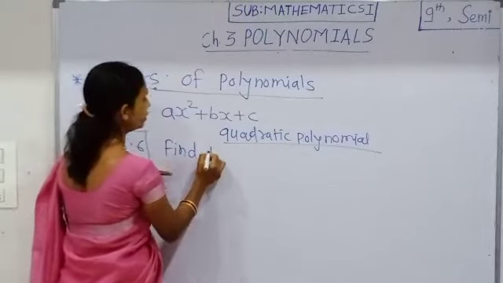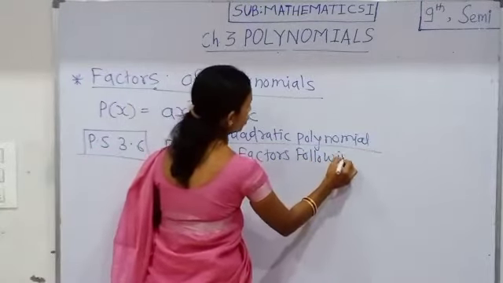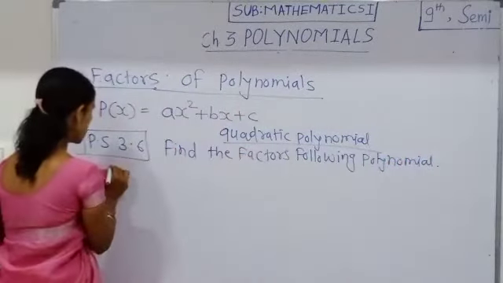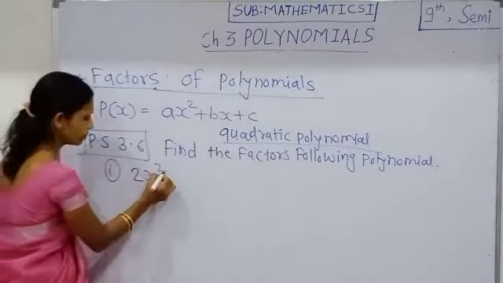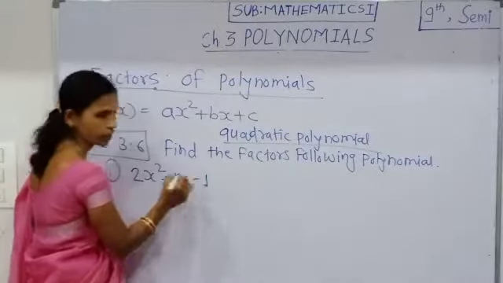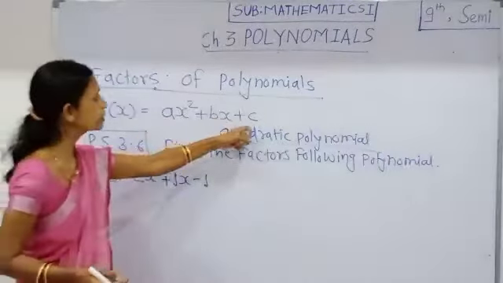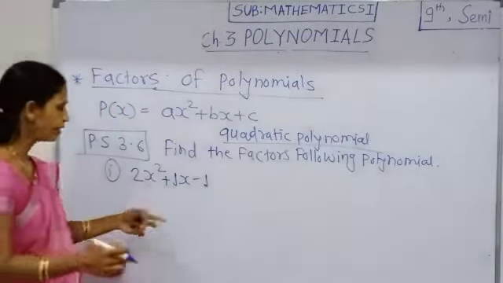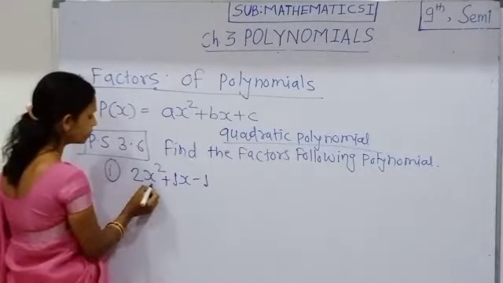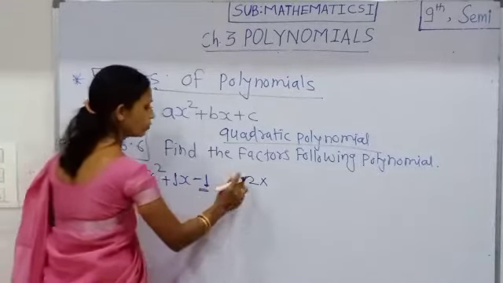Find the factors of the given polynomial. One example is 2x square plus x minus 1. It is of the type ax square plus bx plus c, and we can factorize it like this. The coefficient of the quadratic term is 2 and the constant term is minus 1. First we multiply both.